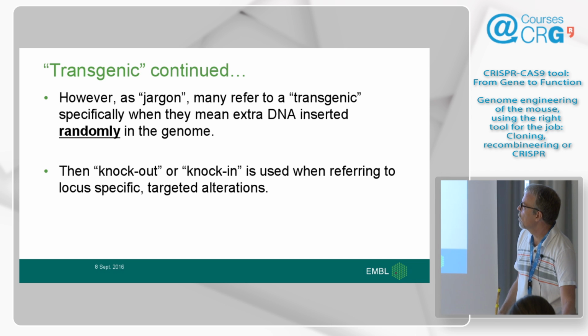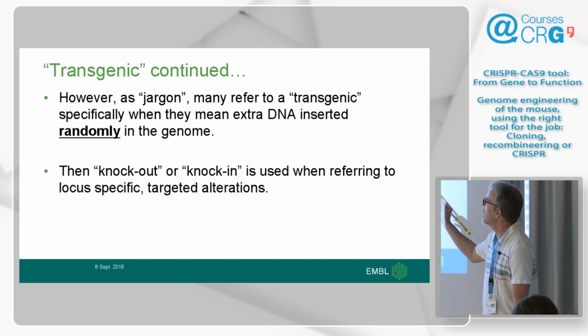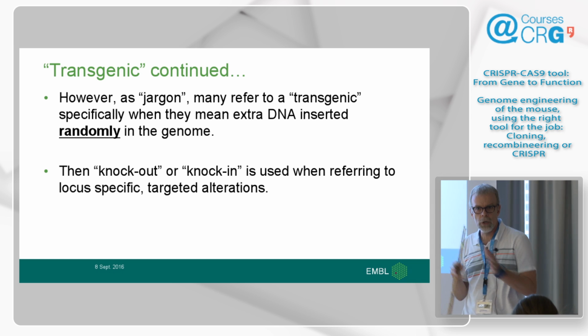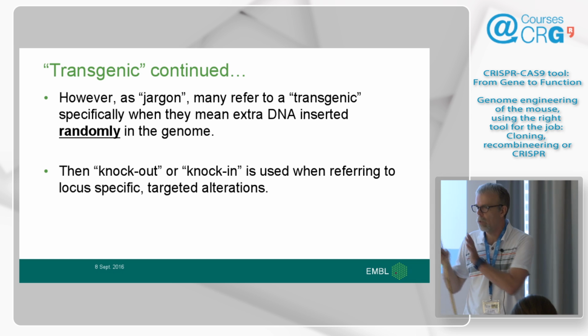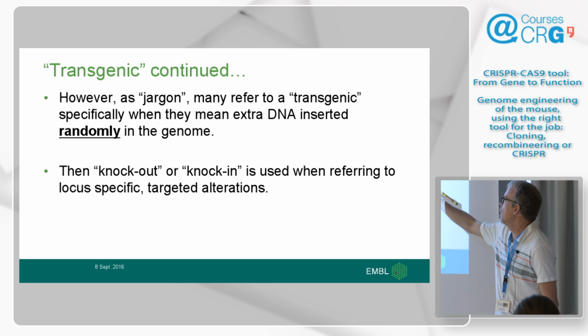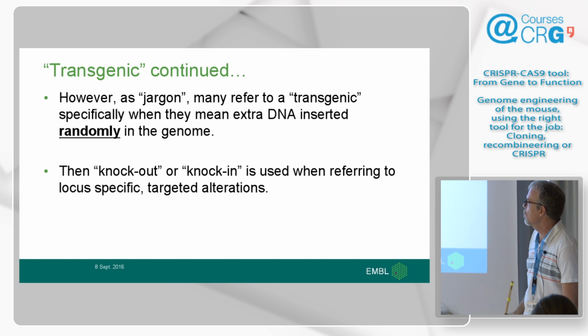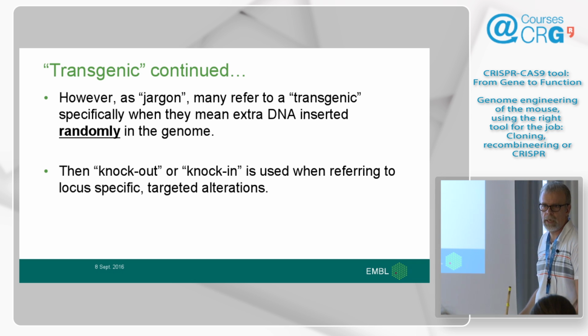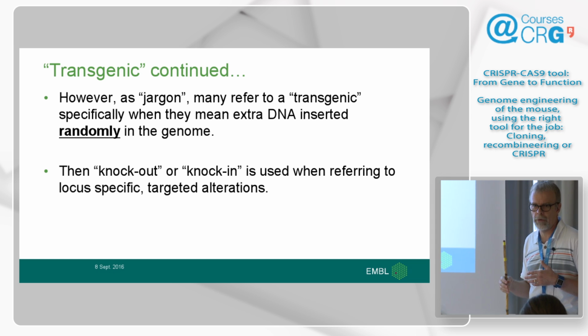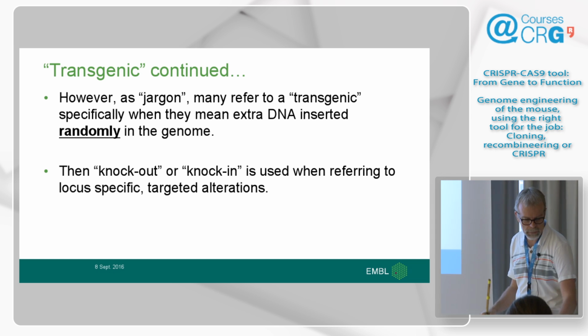But I want to point out this term is thrown around in many ways. You'll hear people refer to a transgenic when they mean something that's gone randomly. It didn't go to the locus of interest, it went randomly. So that's a transgenic. And then when they use it that way, they mean a knockout or knock-in when they're referring to a locus. I just want you to be aware that people throw that term around and they mean very different things, and you have to be clear what they're talking about.